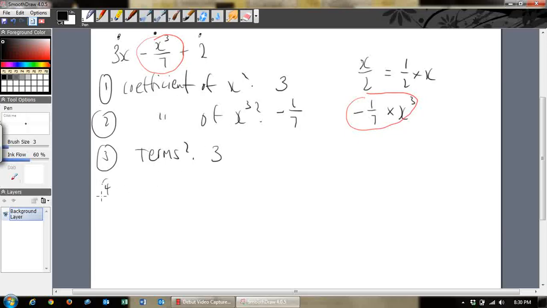And what is the expression? The expression here is just all of your stuff. The whole thing is an expression. So if you had to write down the expression here, it would be 3x minus x cubed on 7 plus 2. Hopefully that explains a bit about that.